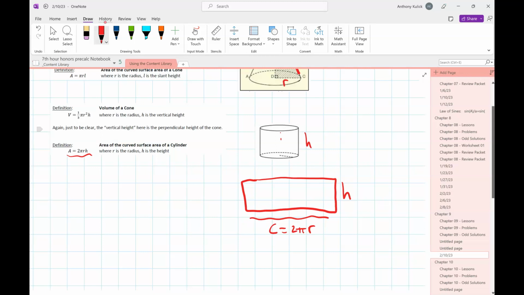So that does not include the bases, correct? Because those are flat. Or at least a flat surface, right? I mean, clearly a circle is not flat, right?